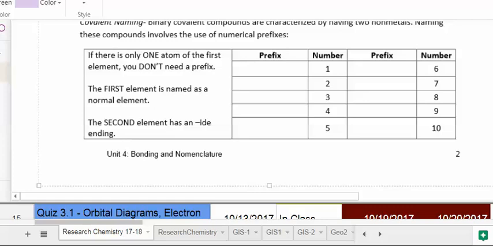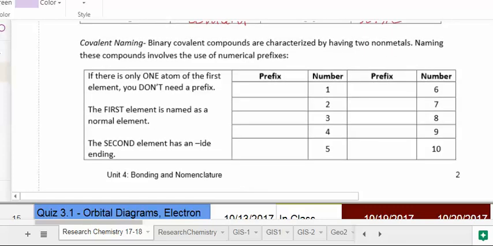So covalent naming, what we're looking at is we're only going to look at binary compounds, which have two nonmetals with them. These compounds involve the use of numerical prefixes. This is what makes covalent naming different from ionic. Covalent has prefixes that are used with it. So taking a look at the first one here, we have the number 1. We use the word mono. 2 is di. 3 is tri.